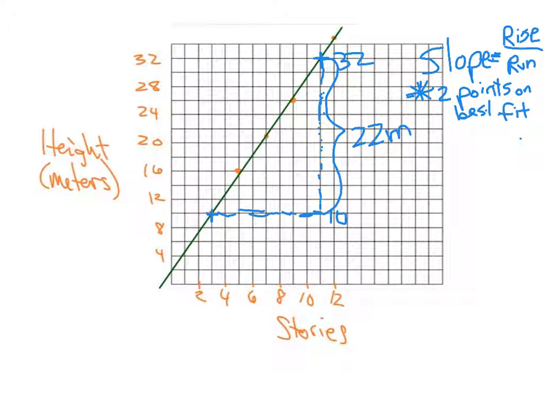Now, I also have a base of my triangle, and I have to know how wide the base is because that's my run. So, where does my base start? It starts at 3 stories. Okay, so I write down a 3 right here. Where's the other end? The other end of my base is at 11.